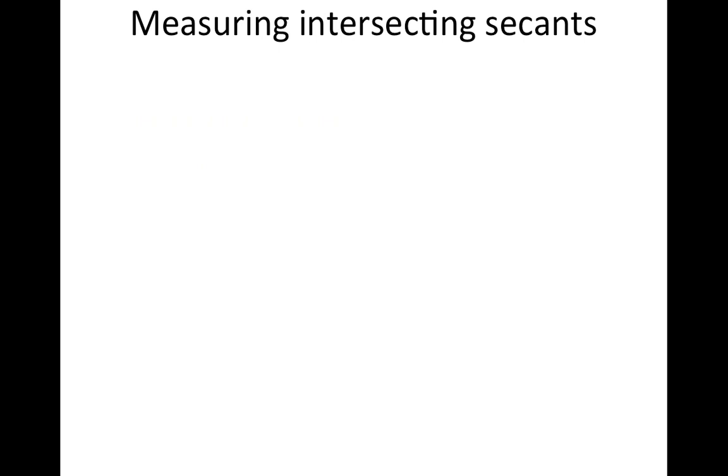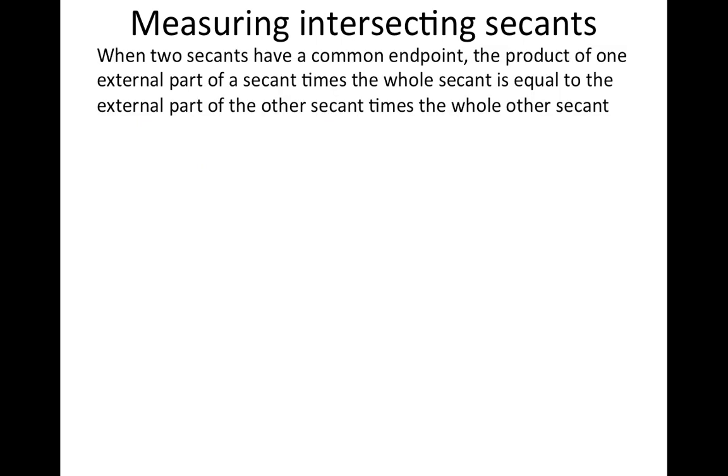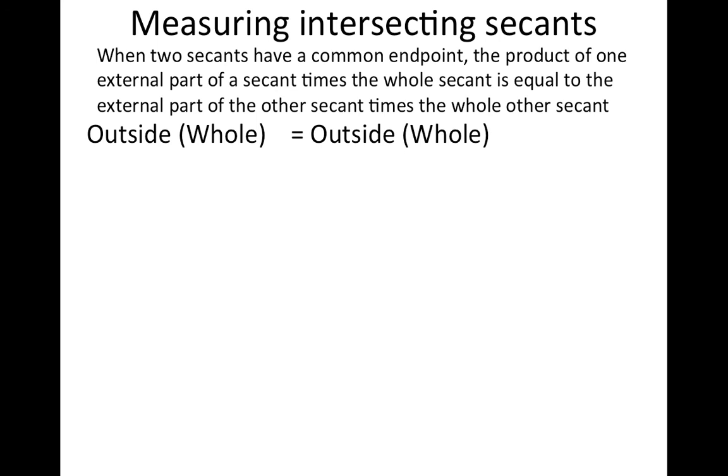Now, let's talk about measuring intersecting secants. When 2 secants have a common endpoint, the product of one external part of a secant times the whole secant is equal to the external part of the other secant times the whole other secant. That is a mouthful to remember. So what I try to remember is outside times the whole equals outside times the whole. Once again, outside times the whole equals outside times the whole.